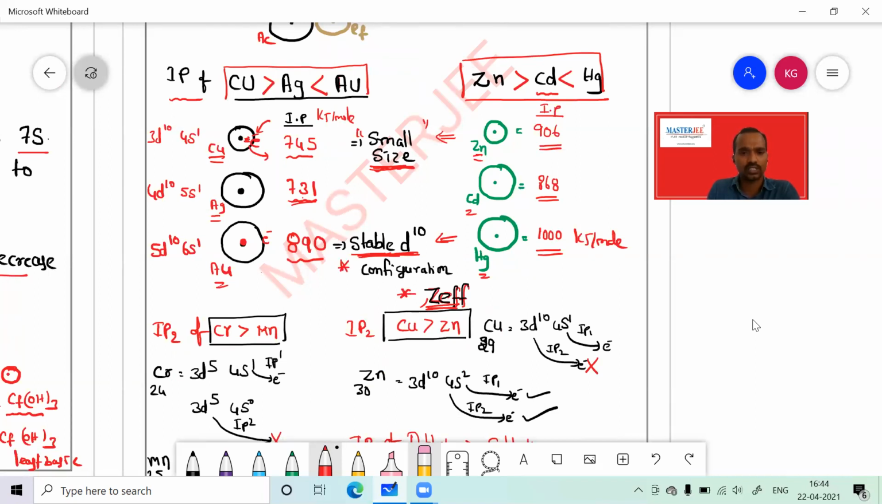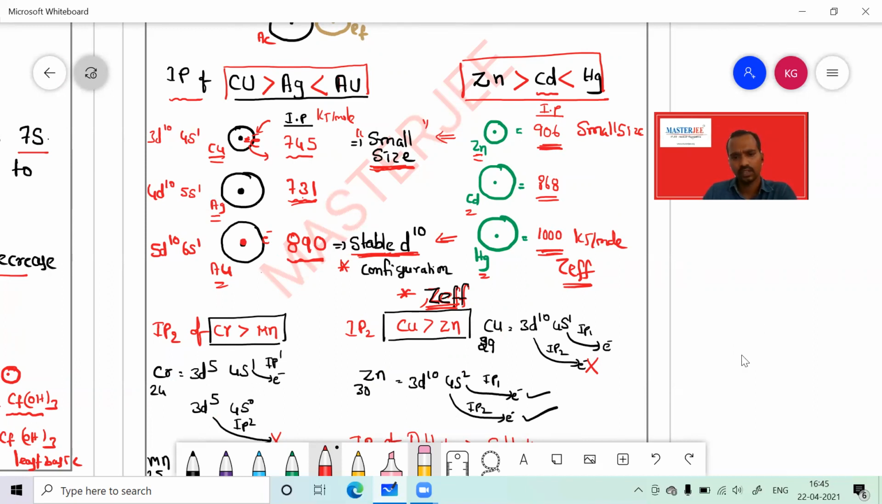Because of these two reasons, it is difficult to remove the electron, so it requires much energy. The same way here also, because of small size when compared to cadmium, zinc requires much energy, 906 kilojoules. Here it is 1000 kilojoules. Why? Here the stable d10 configuration as well as high effective nuclear charge. Because of these two reasons, mercury is exhibiting the highest ionization potential when compared to cadmium. This is one of the important points we have here.